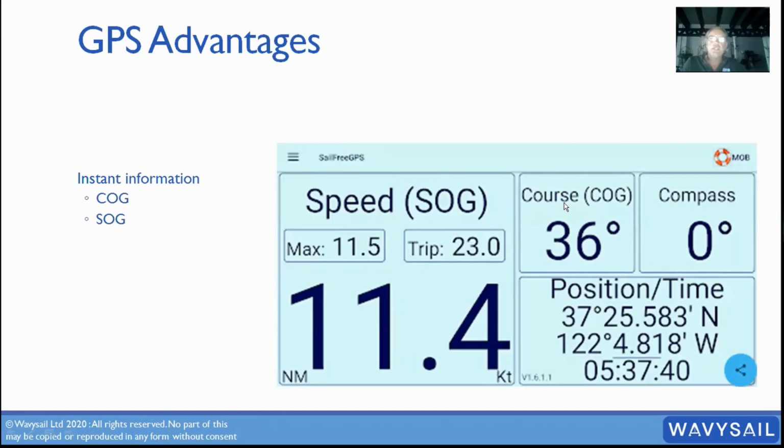The way these two are derived is by your machine picking up where you've been. So it'll go, okay, you were there. So that was the course you were doing, and that's the speed you're doing. It doesn't know where you're pointing. That's your heading, that's your compass. It's saying what you've done, okay?